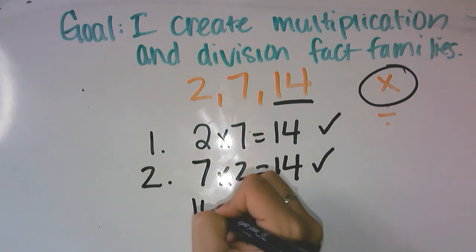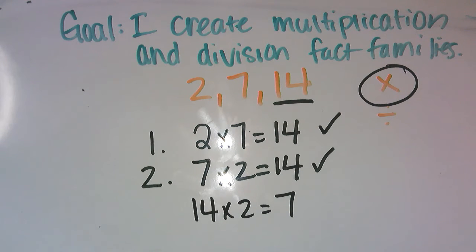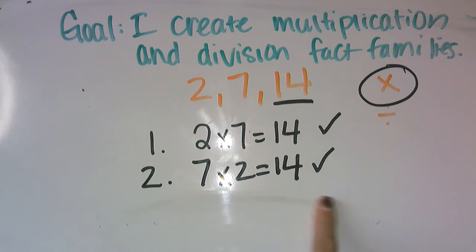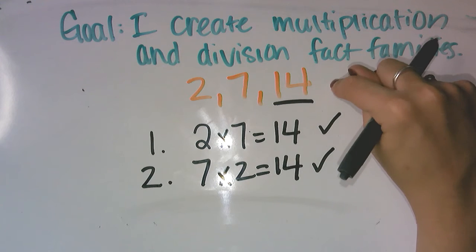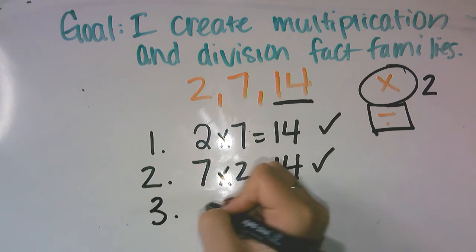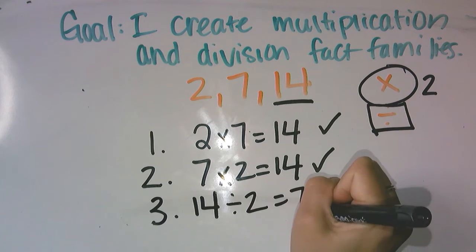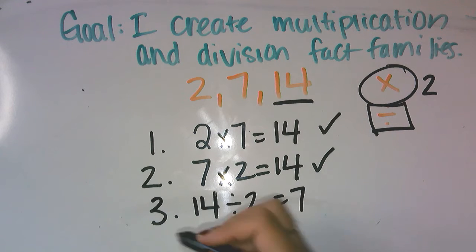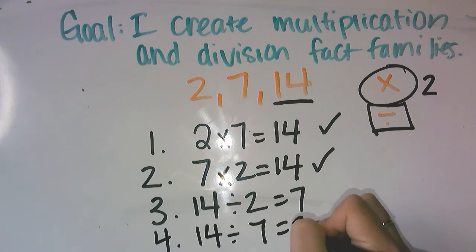If I said 14 times 2 equals 7, that would not be correct. 14 times 2 is not 7, so that is not a fact that I can write down. So I have two multiplication facts, and now I need my division ones. And in division, we generally start with our large number. So here we'd go 14 divided by 2 equals 7. And then the next one would be 14 divided by 7 equals 2.